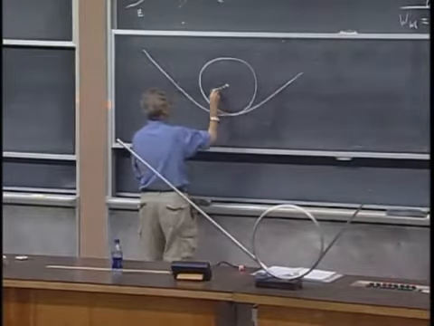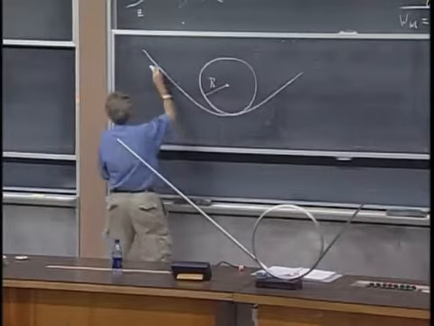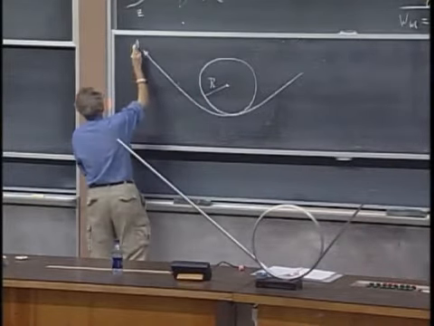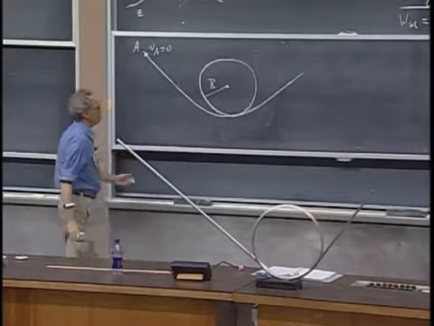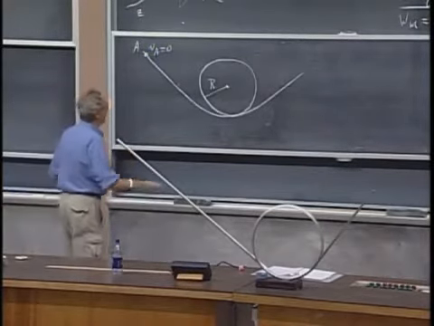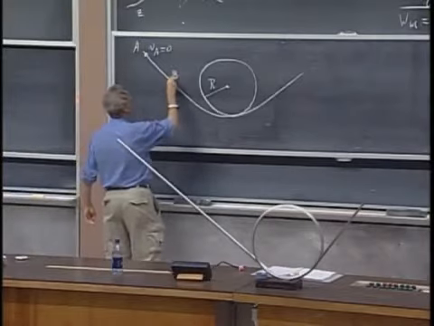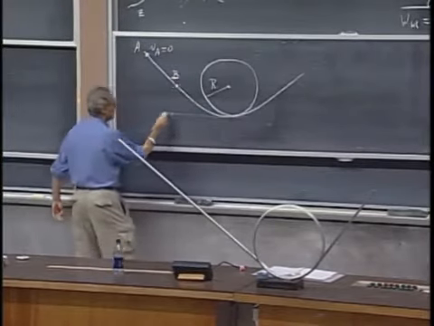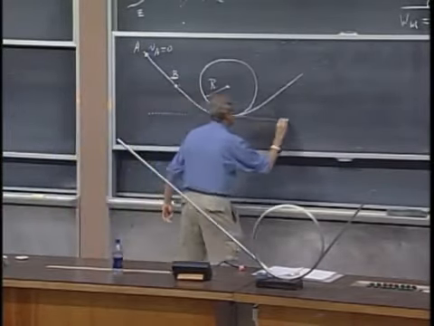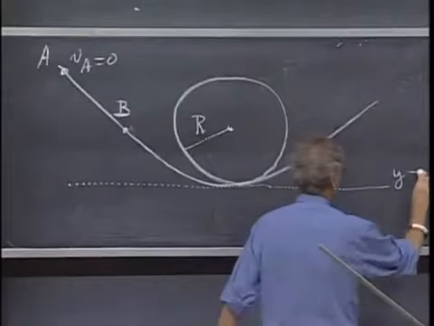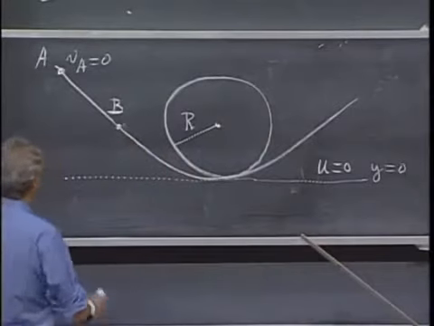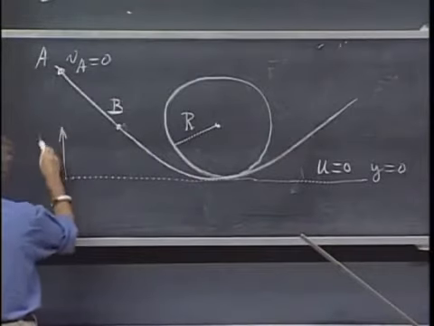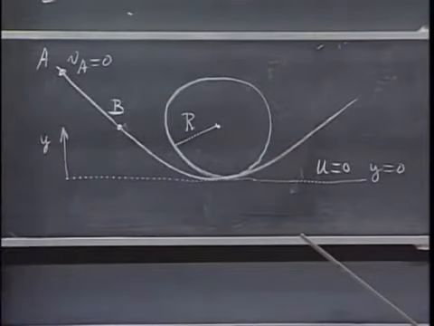So let the circle have a radius r. Let this point be A. I release it with 0 speed. I assume that there is no friction for now. Let this point be B. And I define here y equals 0, or what is even more important, I define that U equals 0. And this is the positive direction of y.